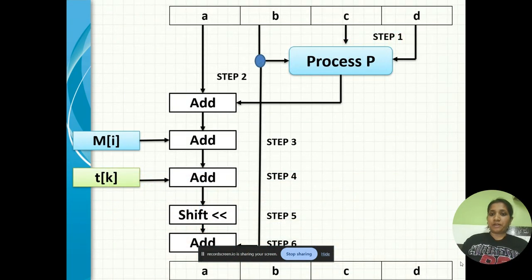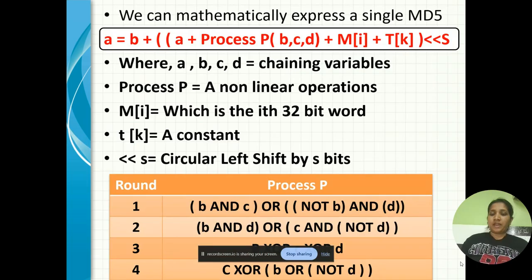So this is processed one by one on A, B, C, D. Addition of M[i], T[k], and steps 3, 4, 5, 6 into consideration. We can mathematically express a single MD5 step as: A equals B plus ((A plus process P(B, C, D) plus M[i] plus T[k]) circular left shift by s bits), where A, B, C, D are chaining variables, process P is a non-linear operation, M[i] is the ith 32-bit word, T[k] is a constant, and s is circular left shift by s bits.